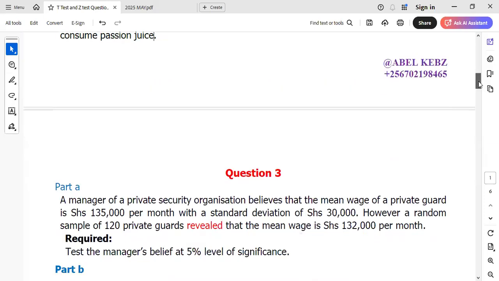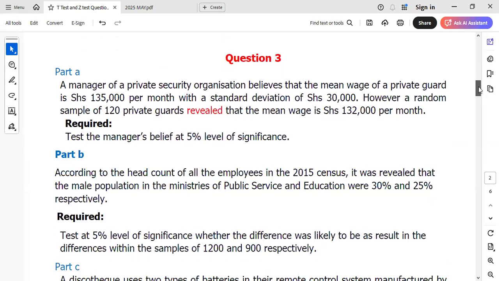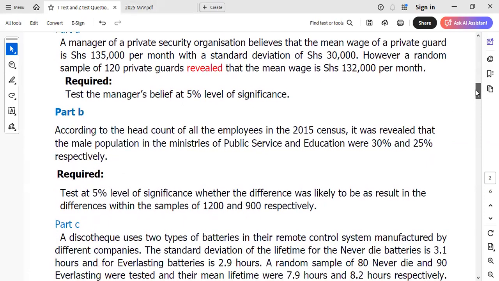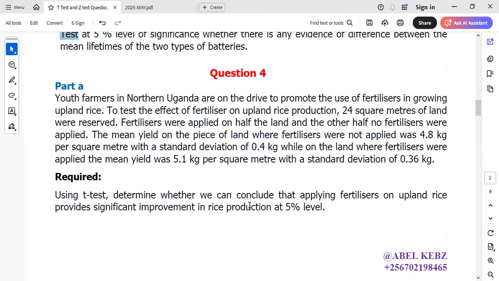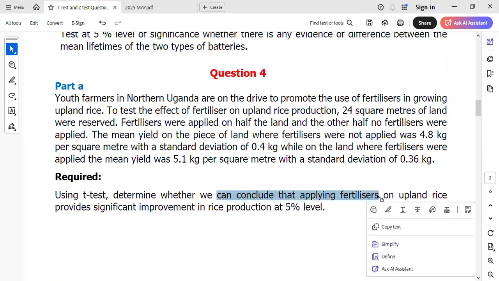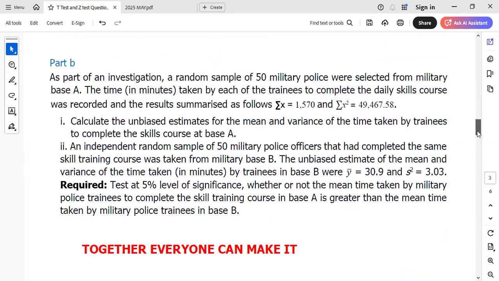So let's pause here. Please do these questions that I have shown you. A question that requires testing will say test. Here you are not looking for the estimation, you are testing the belief. Using this, determine whether we can conclude that. You can only conclude when you test. So we are going to be testing, testing, testing.